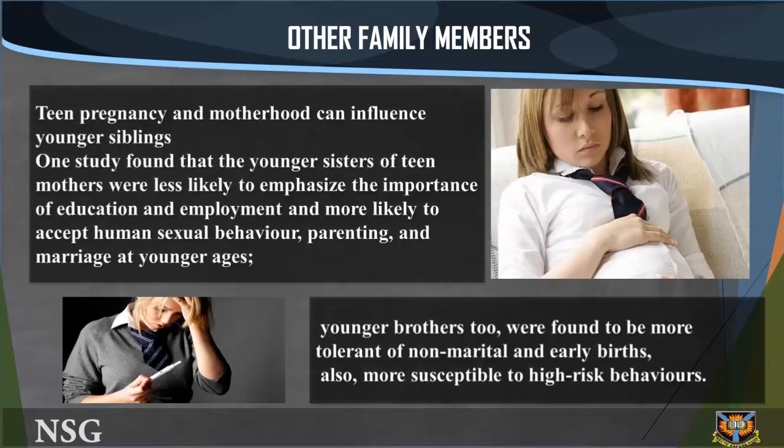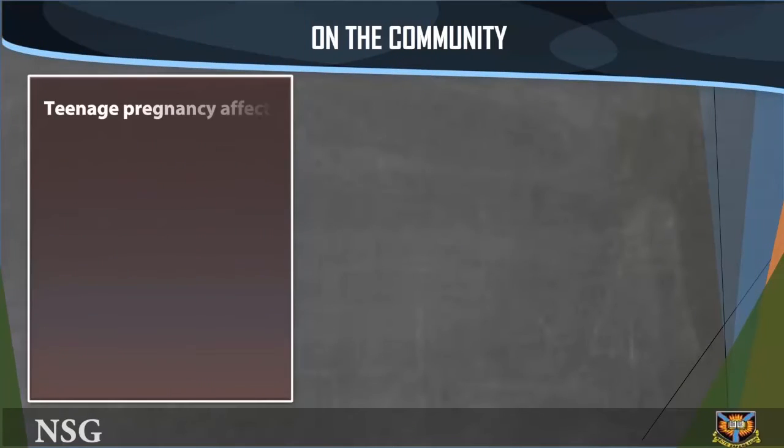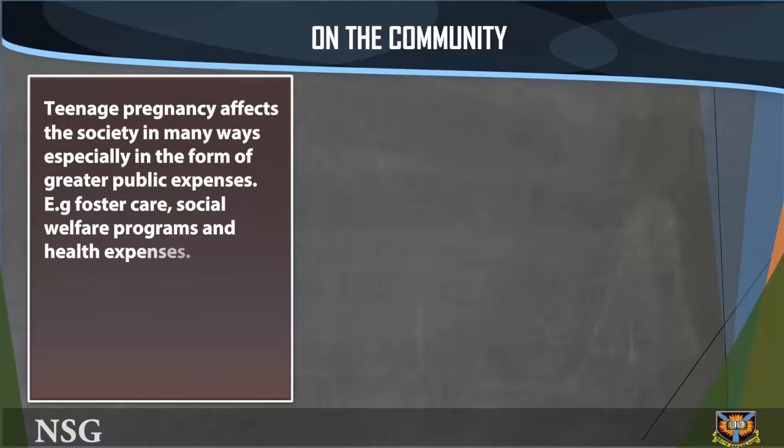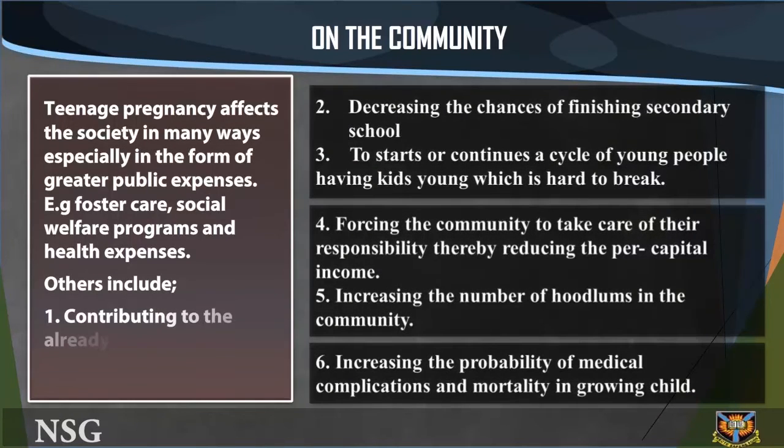pregnant themselves. Once an older daughter has a child, parents often become more accepting as time goes by. The probability of the younger sister having a teenage pregnancy went from 1 in 5 to 2 in 5 if the elder sister has had a baby as a teenager. On the community, teenage pregnancy affects the society in many ways, especially in the form of greater public expenses.